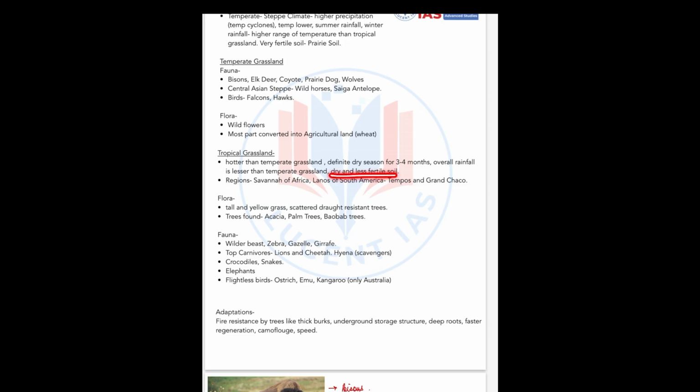And they have dry and less fertile soil. What are the regions of tropical grassland? It is the savanna of Africa, llanos of South America, campos and Gran Chaco. Clear?